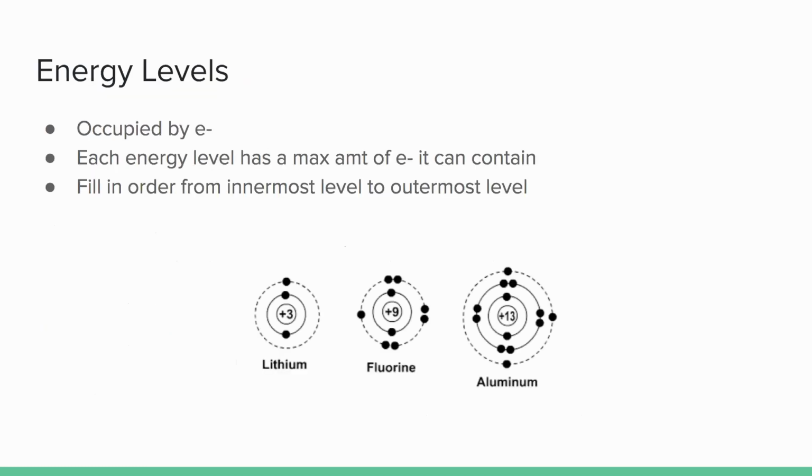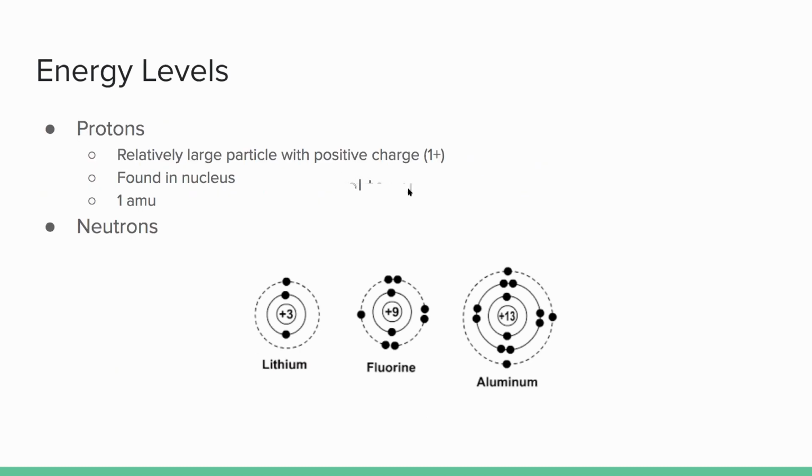Energy levels. Energy levels is something most clearly described and shown in the Bohr diagram, which are these things. They are also known as shells. They are occupied by electrons, which are represented by the black dots on this diagram. And each energy level has a max amount of electrons it can contain. These energy levels fill in from the innermost level to the outermost level.